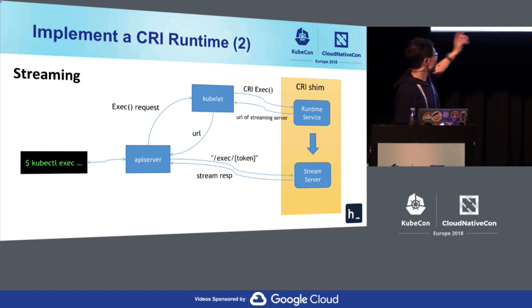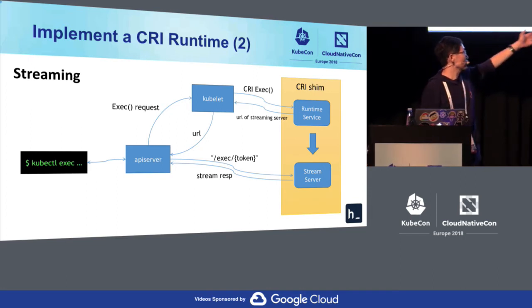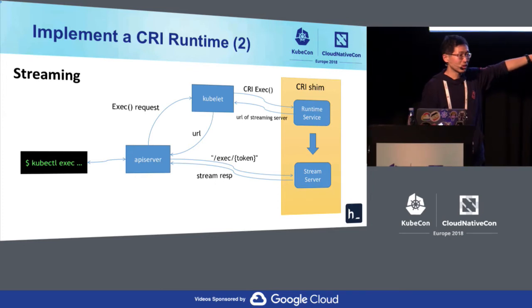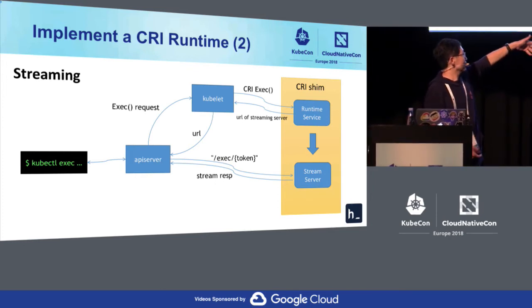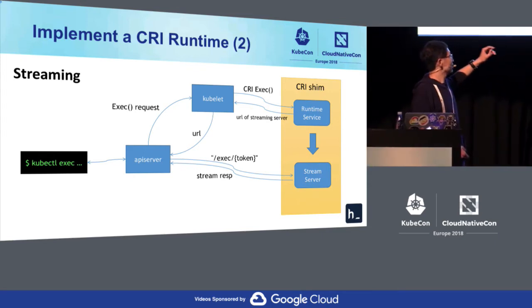So in this way, the stream will not pass through the kubelet to the API server. It's directly from the API server to the CRI shim to the runtimes. So it improves the performance and reduces the workload of the kubelet.